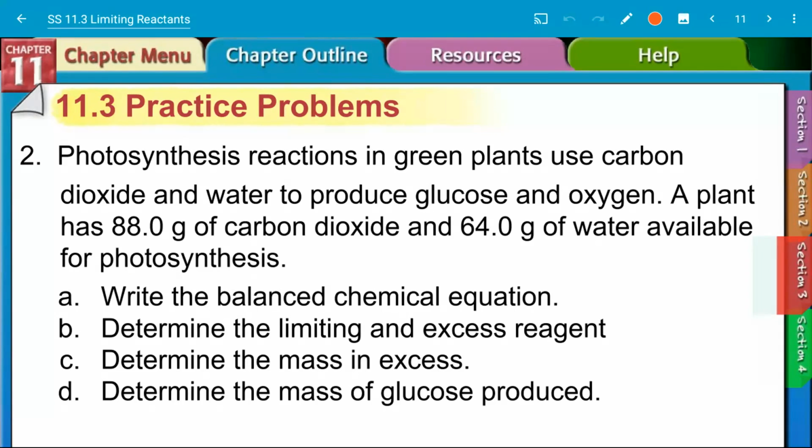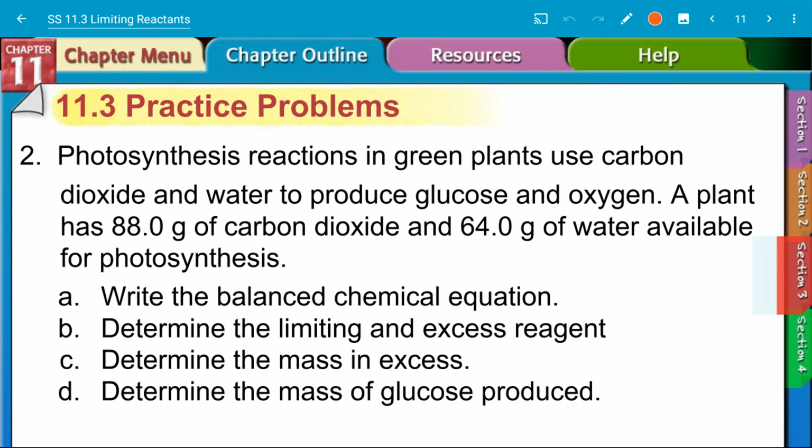It says photosynthesis reactions in green plants use carbon dioxide and water to produce glucose and oxygen. So a plant has 88 grams of carbon dioxide and 64 grams of water available for photosynthesis. The first thing it asks us to do is write a balanced chemical equation. So we have carbon dioxide and water.